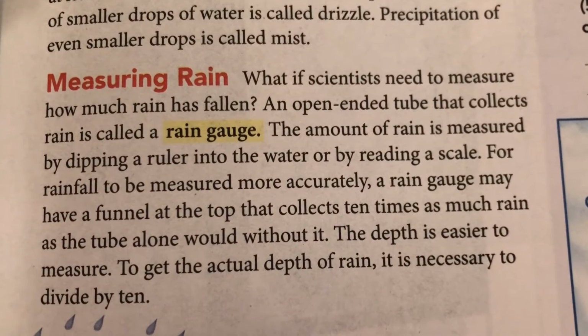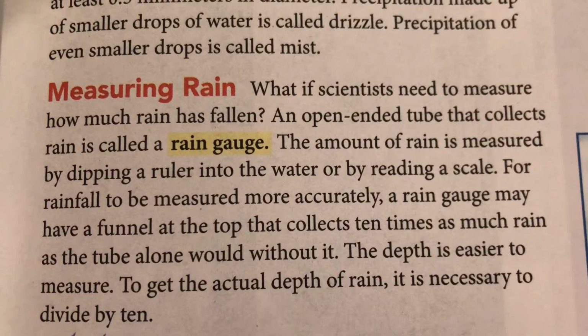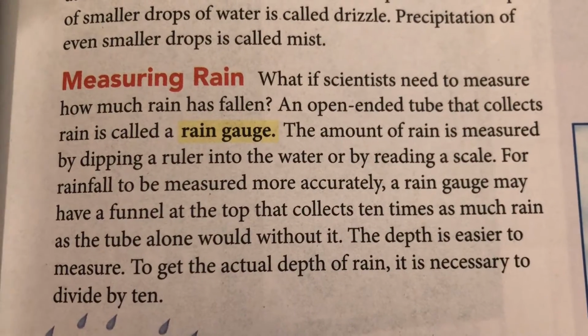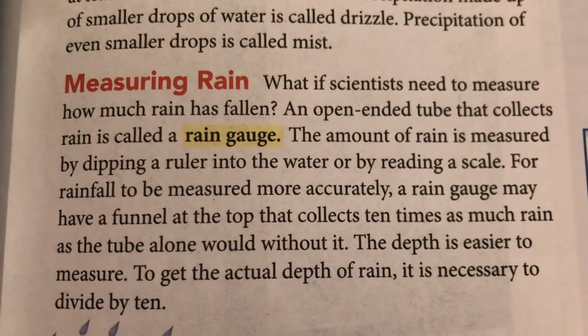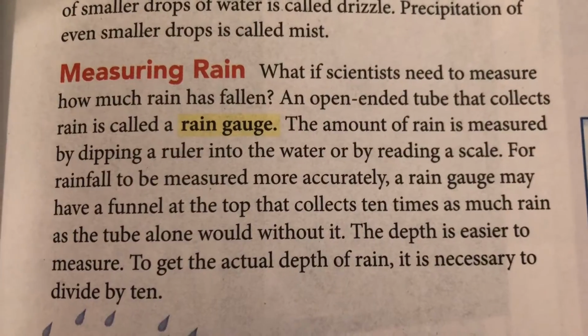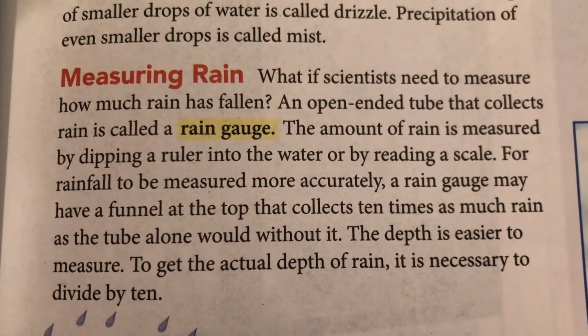Measuring rain. What if scientists need to measure how much rain has fallen? An open-ended tube that collects rain is called a rain gauge. The amount of rain is measured by dipping a ruler into the water or by reading a scale.